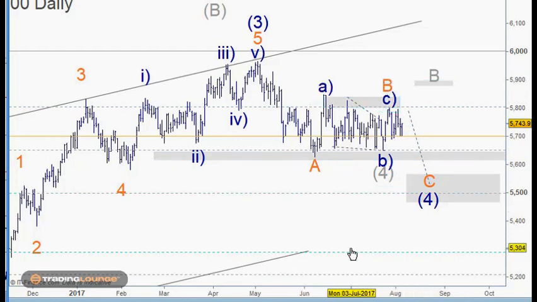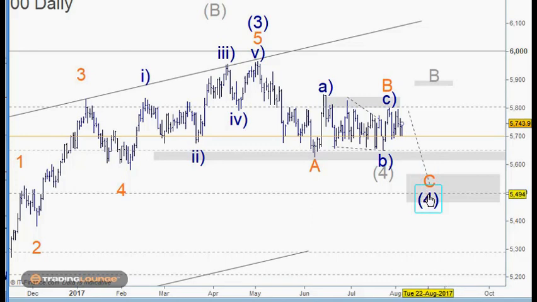As it stands at the moment, this can play out as an A wave here, and an A and a B and a C wave here for the B wave, with the triangle that we've been working in wave B, which would be correct. Then we'd be looking for a move down in wave C here to make wave 4.